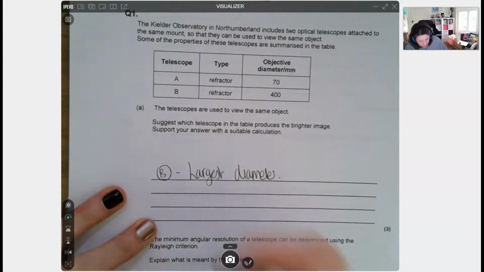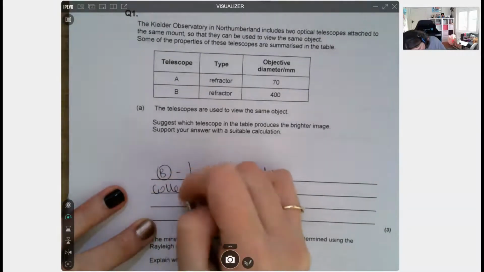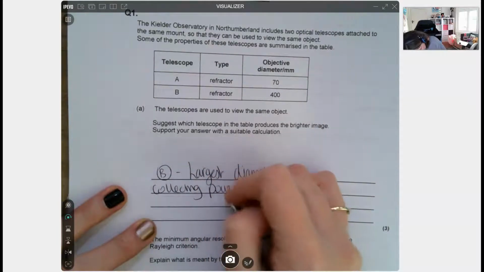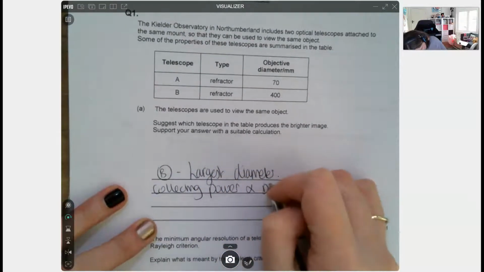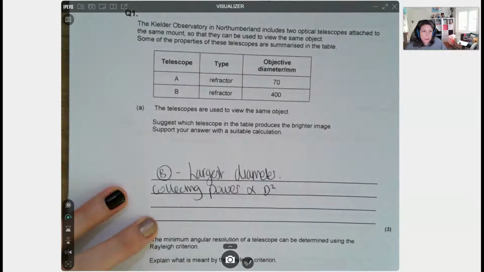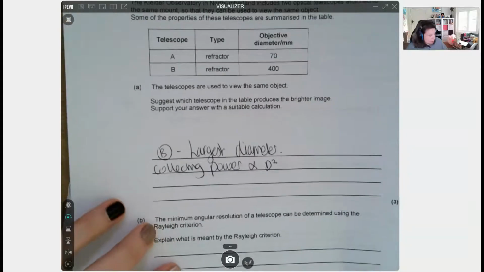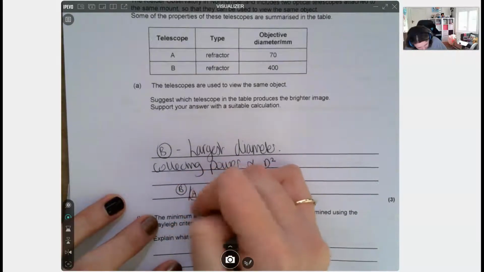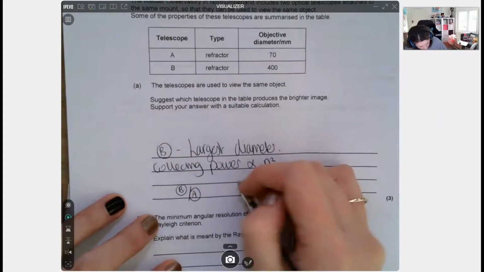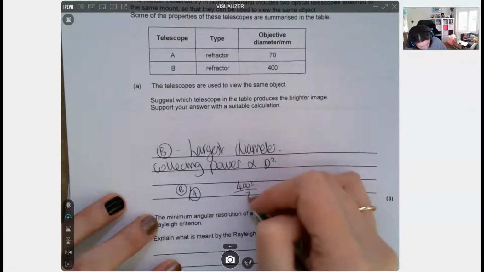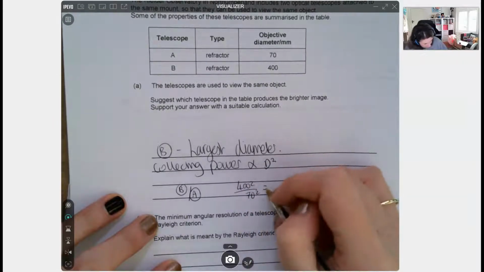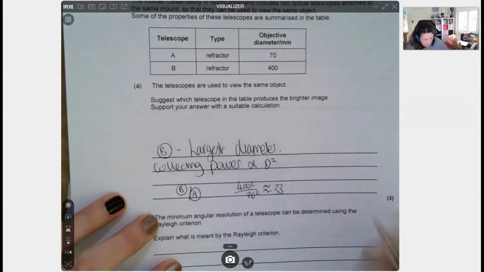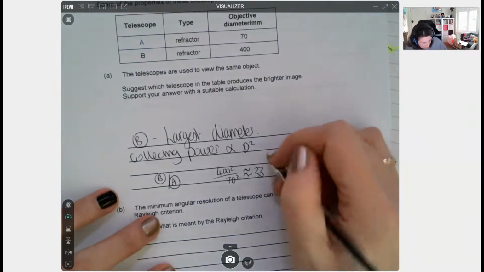Okay, and we would say collecting power is proportional to diameter squared, because it's that area that we were talking about. Then you can find out how much better it is. So if we do B divided by A, we can say, okay, well, we'll do 400 squared divided by 70 squared, which gives me about 33. So it would be 33 times brighter.